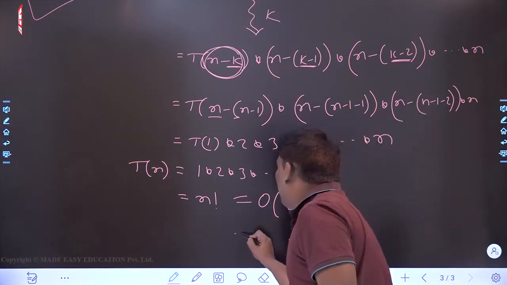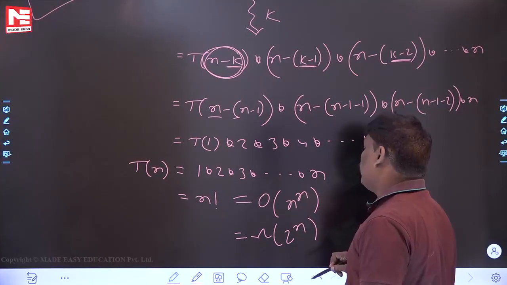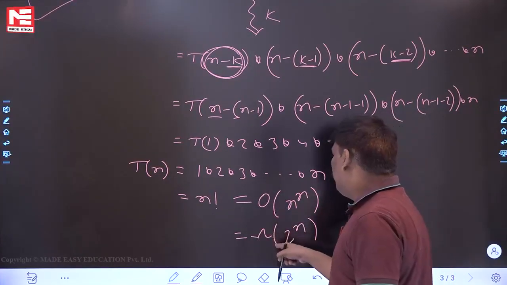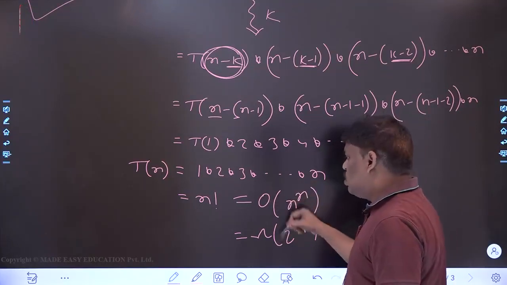Can you say the n factorial lower bound? What is the answer? Right, 2 power n. Comparing n factorial and 2 power n, n factorial is bigger. This is the omega, this is the big O. Because of that, big O and omega are not equal.